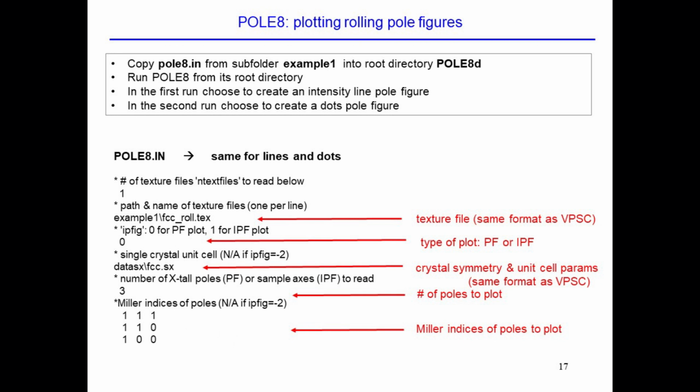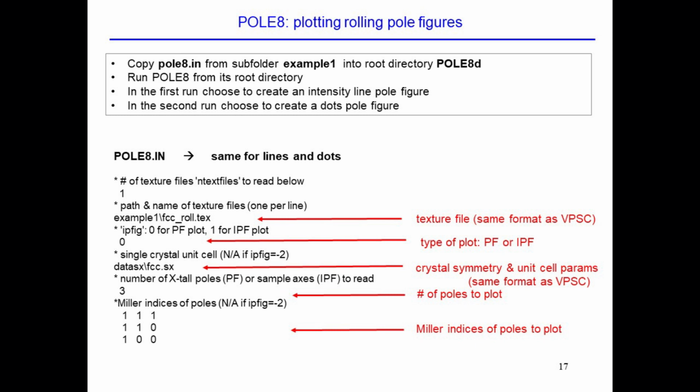So the first example, and this is the one that we are going to run, is plotting the rolling pole figures that I showed before. You will have to go into example 1 in that subfolder Polate, and there is a polate.in file. You have to copy that file into the root directory. And the file will look like this.